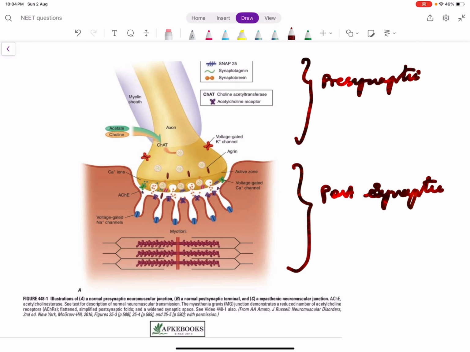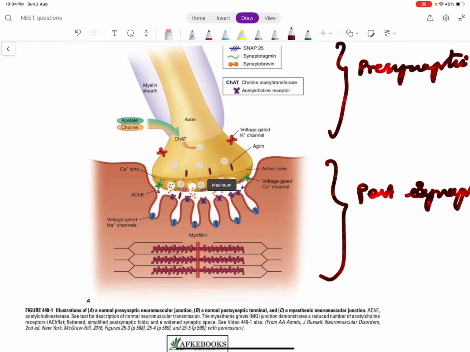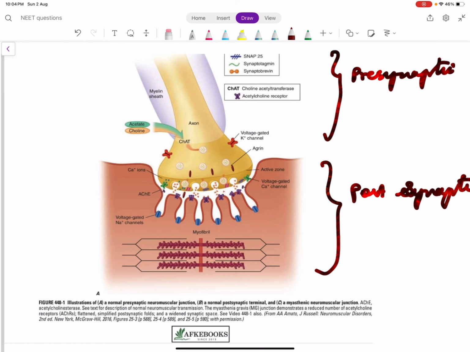What is the function of the neuromuscular junction? See, this yellow one is the nerve ending. This nerve ending has many acetylcholine vesicles. There is something called VGKC, voltage gated potassium channel. So when the action potential comes to the nerve ending, these voltage gated potassium channels will open. There are also voltage gated calcium channels, VGCC, right? Because of this impulse, voltage gated calcium channels will open. When voltage gated calcium channels open, calcium enters from outside the cell into the nerve terminal.